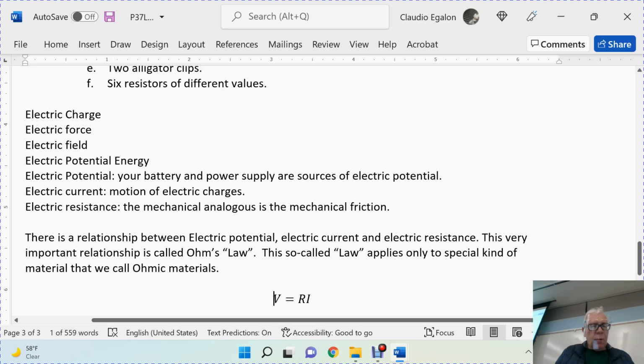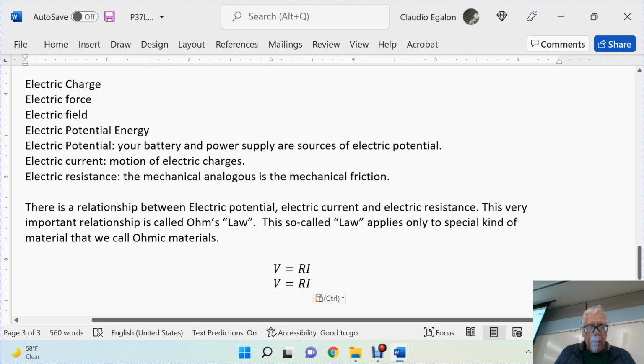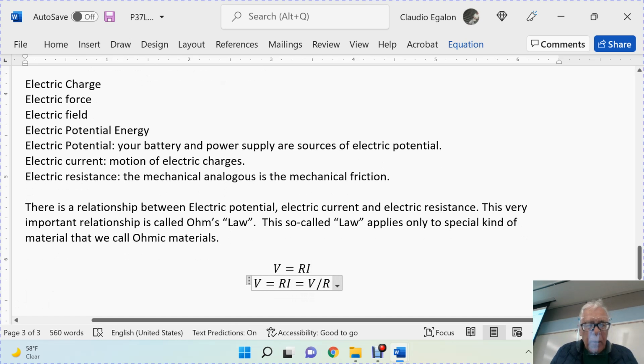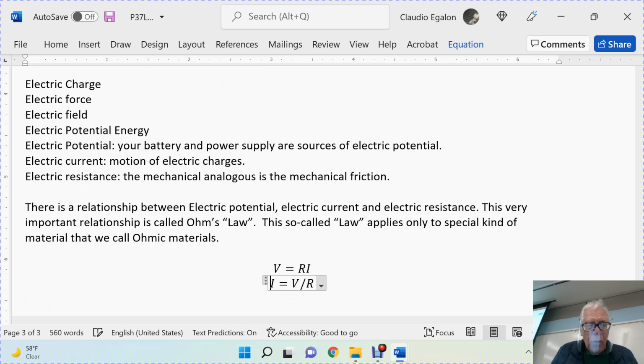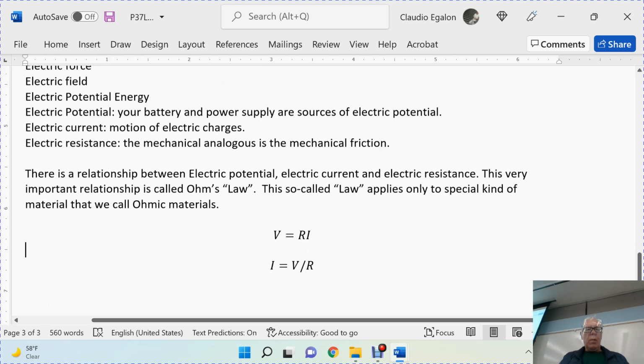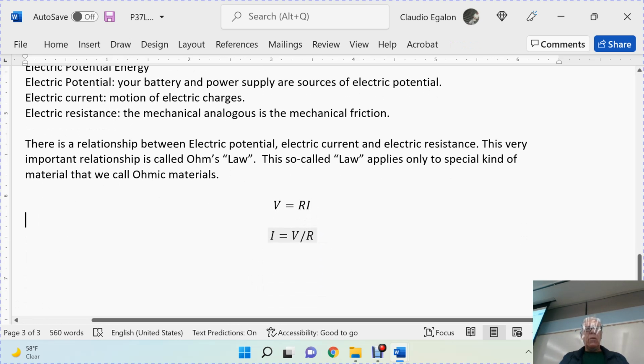I'm going to rewrite this equation in a different way. It's better if you write it like that. We usually have control over the electric potential because of batteries. We usually control the electric potential and the resistance. So it's better if you write this relationship in this way.